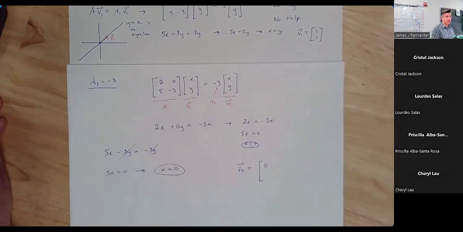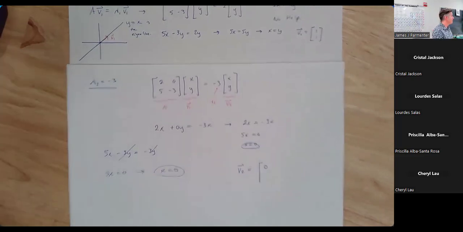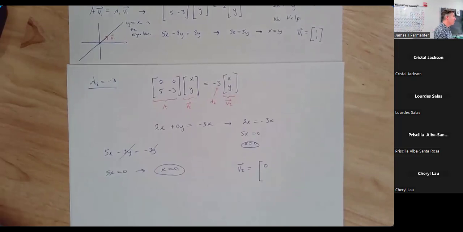But here's the good news. Any non-zero choice is correct. Because if you pick 0, 1, and you pick 0, 3, and you pick 0, 5, and you pick 0, 6, and I pick 0, 7, and you pick 0, negative 4, all those vectors point in the same direction. All those vectors are on the same eigenline. So it doesn't matter if you pick 1, 2, 3, 4, or 7, as long as you don't pick 0.